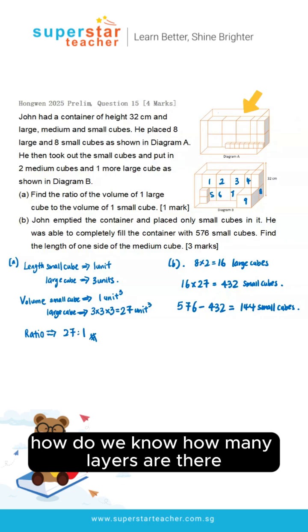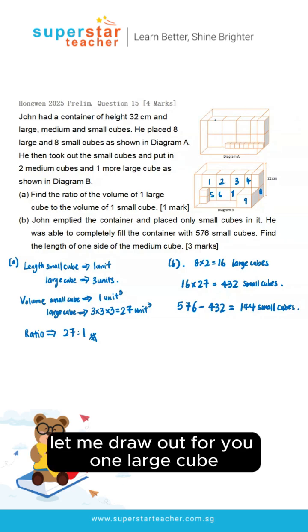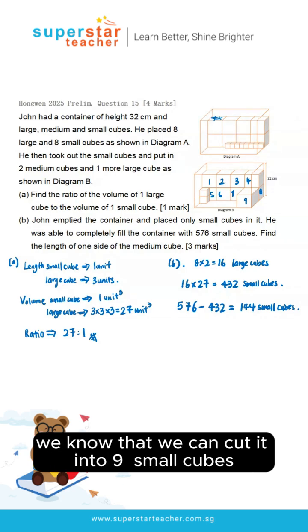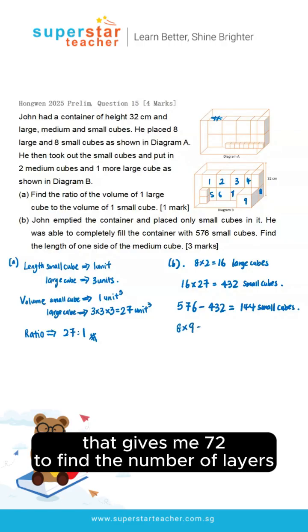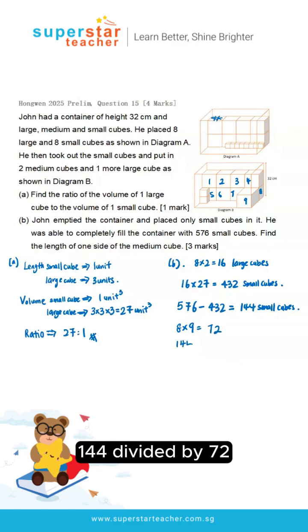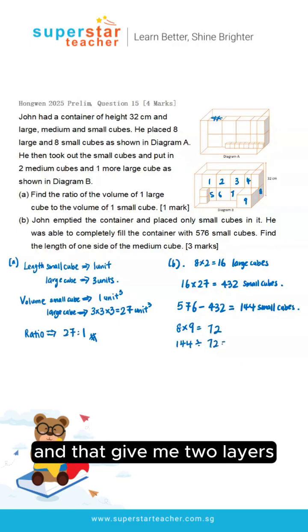How do we know how many layers there are? Let me draw it out for you. One large cube, we know that we can cut it into 9 small cubes. So we know that there are 8 large cubes at the top. 8 multiplied by 9 gives me 72. To find the number of layers, 144 divided by 72, and that gives me 2 layers.